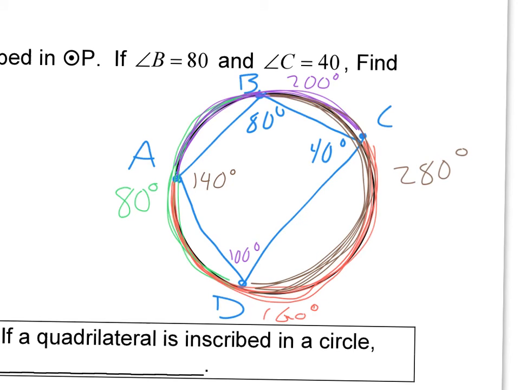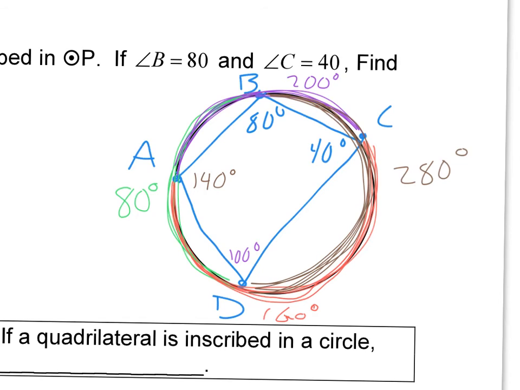Now, what I want you guys to think about, a couple things. One, all these angles should add up to 360 degrees. And we could check that. 40 plus 80 is 120, plus 140 is 260, plus another 100, 360. Because remember, we learned back a while ago that all the angles inside a quadrilateral add up to 360. So this one is no different.